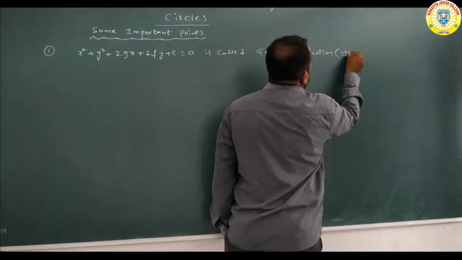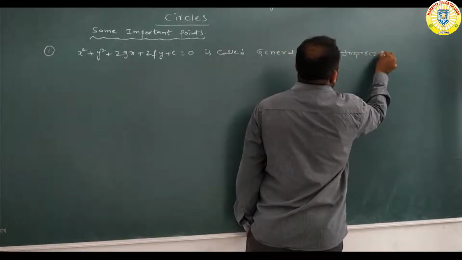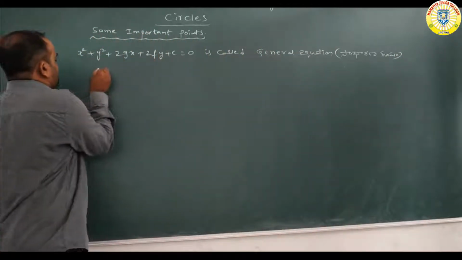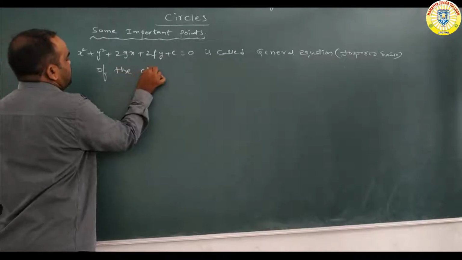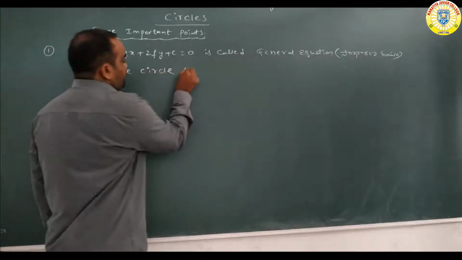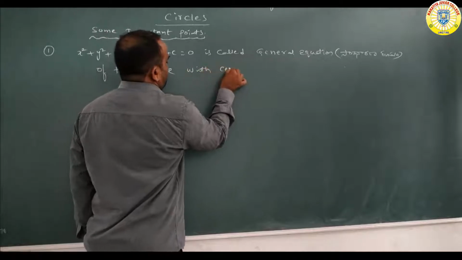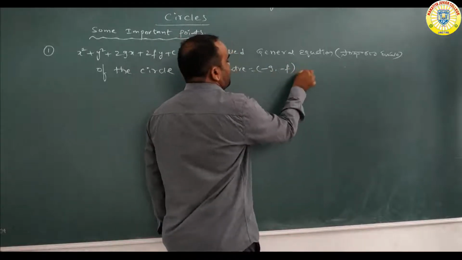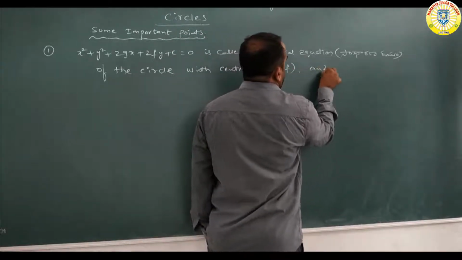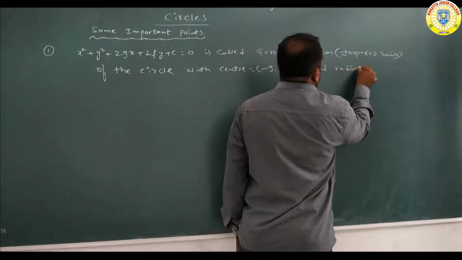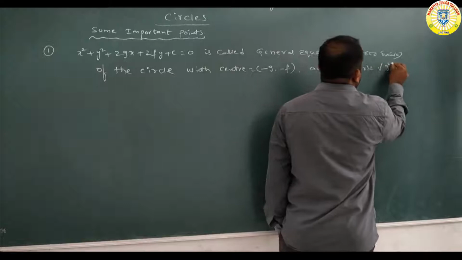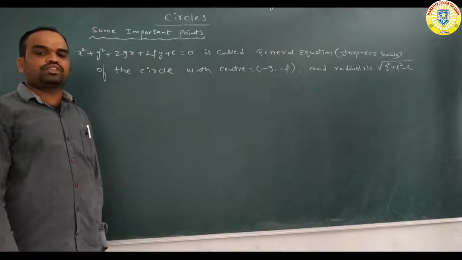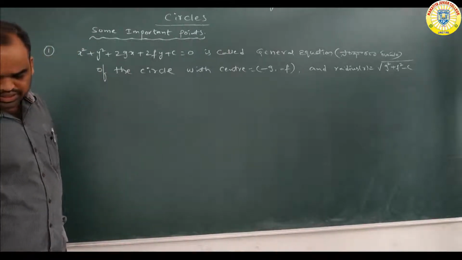దీని ఏమంటాం? జనరల్ ఈక్వేషన్ నథింగ్ బట్ సాధారణ రూపం. General equation of the circle with the center minus g comma minus f and the radius small r is equal to the root of g square plus f square minus c. This is called the general form of the circle equation. Okay now? Next we see the second one.